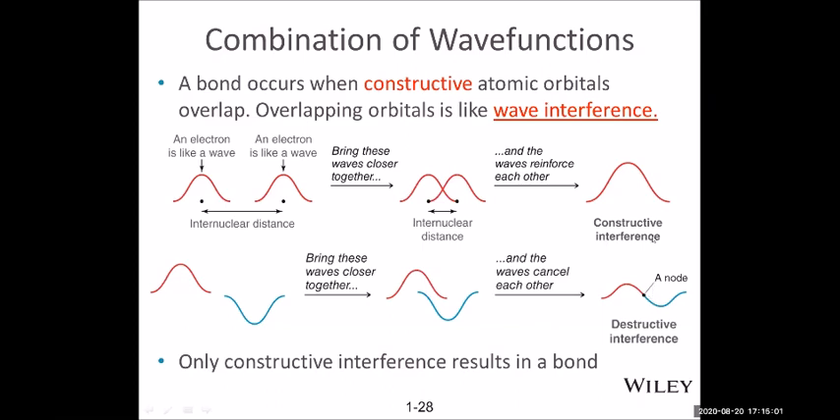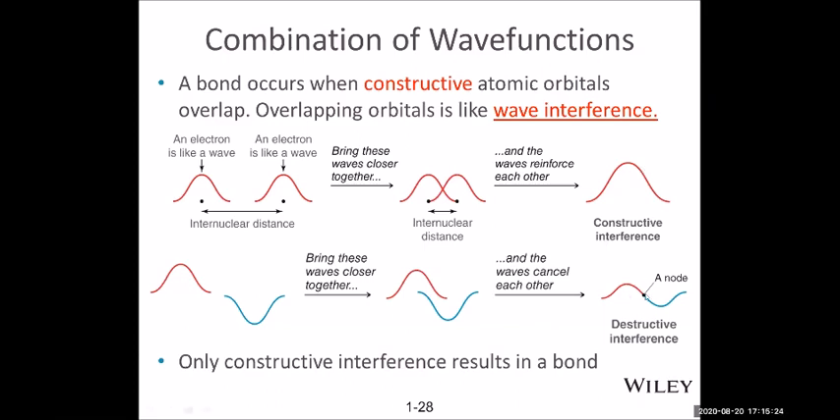But for the atomic orbital wave function, it matters how the electrons show up. When the wave functions interfere constructively, you have a large electron density between the two nuclei, which helps form the bond.